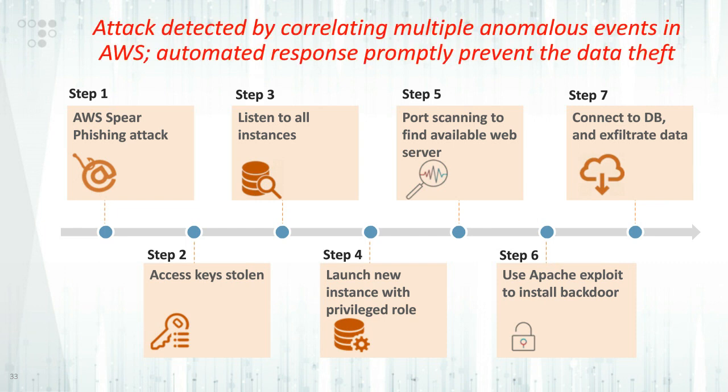Now, had Radware Cloud Workload Protection Service been running there, it could have detected all of these steps and flagged them. As we had seen in this illustration, the attack was detected by correlating multiple anomalous events within the AWS Cloud account, and automated response mechanisms would have been able to prevent the data breach before it culminated in the connection to the database and theft of data.